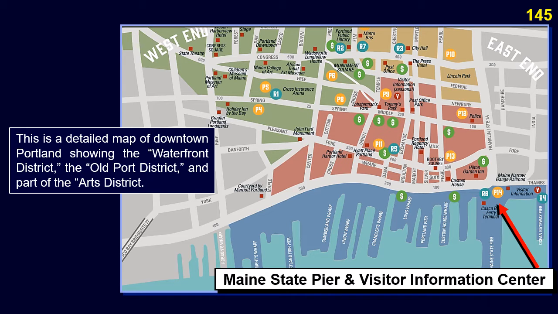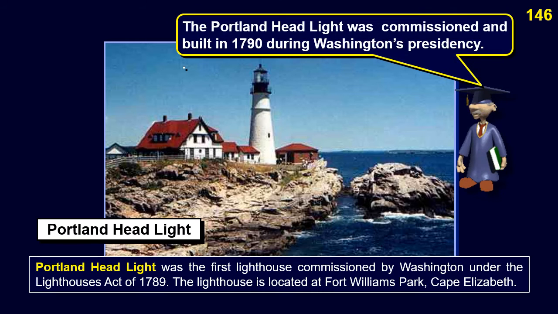Portland Head Light was the first lighthouse commissioned by Washington under the Lighthouses Act of 1789. The lighthouse is located at Fort Williams Park, Cape Elizabeth. The structure was commissioned and built during George Washington's presidency in 1790.